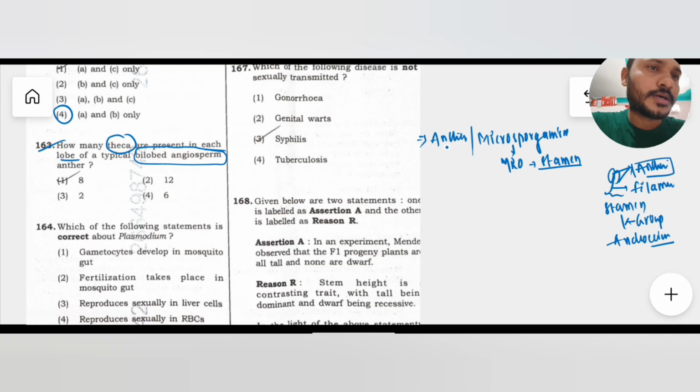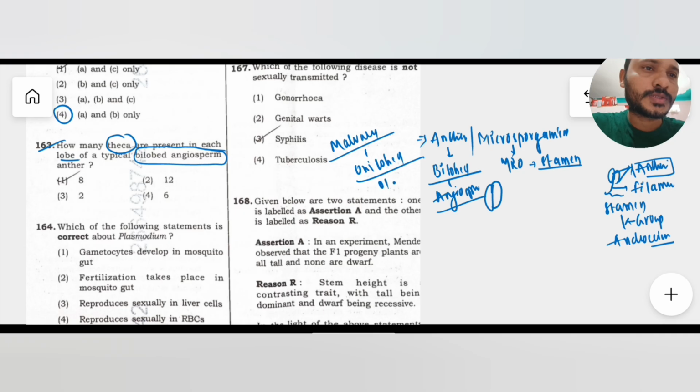Generally, anthers in angiosperms are bilobed, meaning they have two lobes. For example, like this, 1 and 2. So bilobed anthers are generally present in angiosperms. Only in the Malvaceae family, note here, we have unilobed anthers. Uni means single lobe. But in most angiosperm plants, the anther is bilobed like this.